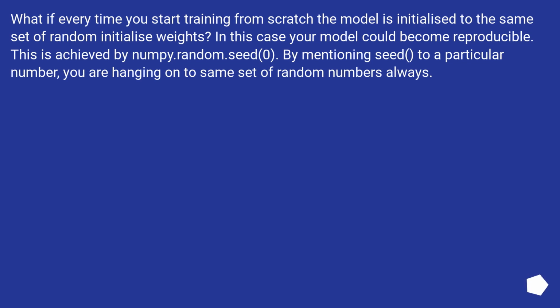What if every time you start training from scratch the model is initialized to the same set of random initialized weights? In this case your model could become reproducible. This is achieved by numpy.random.seed(0). By setting the seed to a particular number, you are hanging on to the same set of random numbers always.